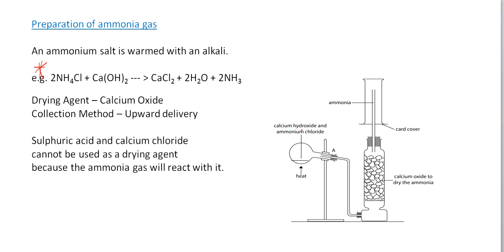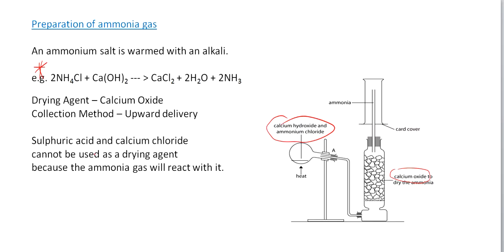So we have solid calcium hydroxide and ammonium chloride, and we apply heat to it, and what we get is ammonia gas being produced. And in order to dry the ammonia gas, we use calcium oxide as a drying agent. You need to remember the drying agent, calcium oxide, right? And ammonia is collected by upward delivery, right?